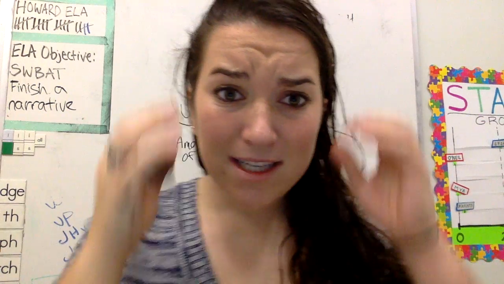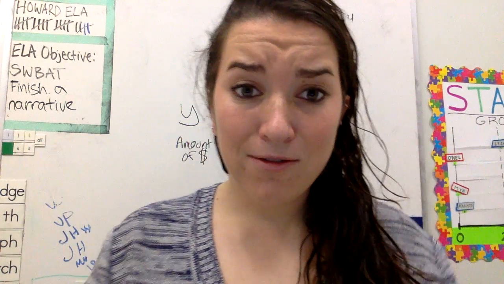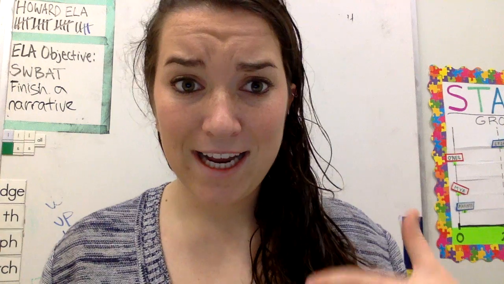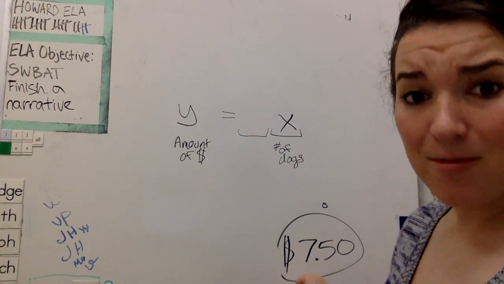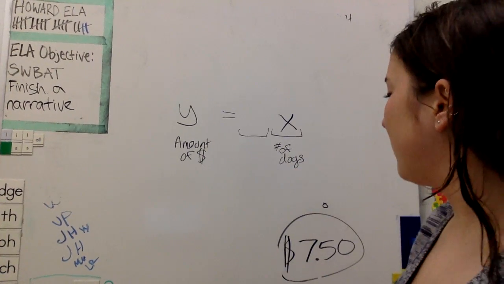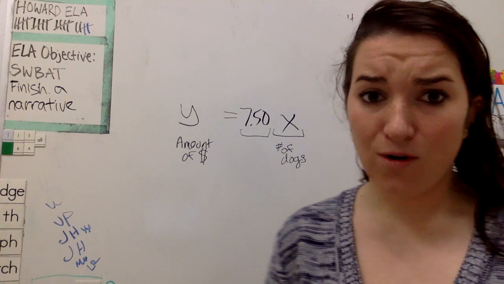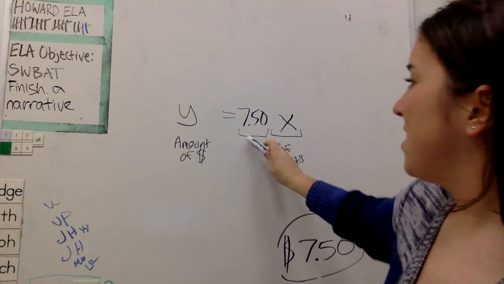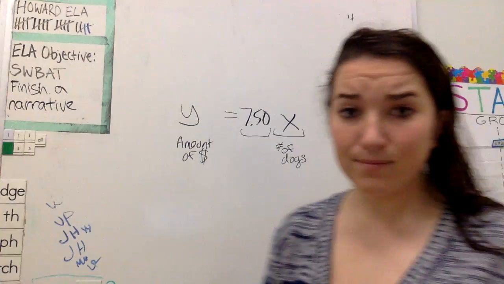And then I'm going to think to myself, okay, what do I need to multiply the number of dogs by in order to figure out the amount of money? If each dog costs $7.50, I'm going to need to multiply the number of dogs by $7.50, or 7.5. So y equals 7 and 50 hundredths x.